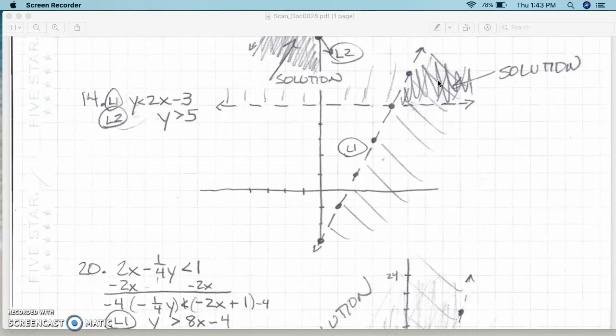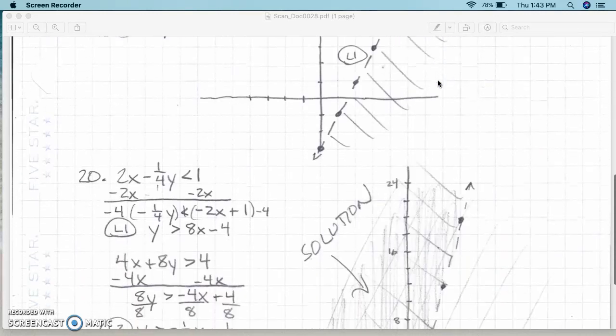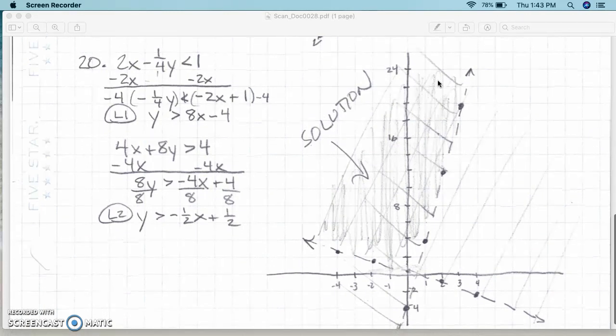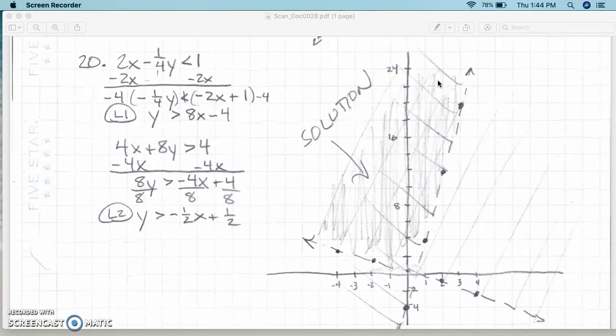Okay. All right, let's look at 20. Again, we had to manipulate these inequalities a little bit so that we could graph them. So the first one, you can see how I solved for y, and I got y is greater than 8x minus 4. So I went to -4. You can see I went by 2's here on my graph. And then I graphed up 8, up 2, 4, 6, 8, right 1. It's dashed because it's not or equal to, and I shade above it because y is greater than that line.